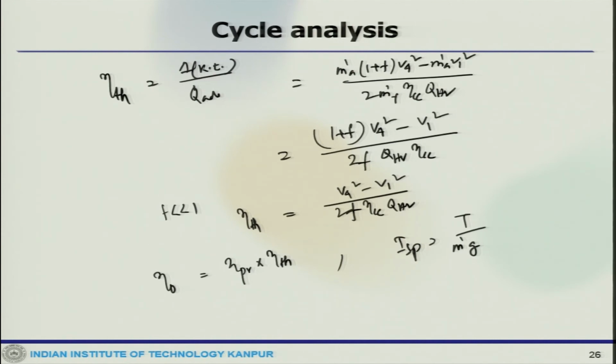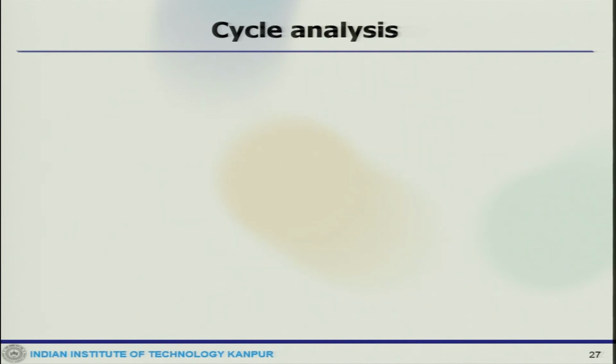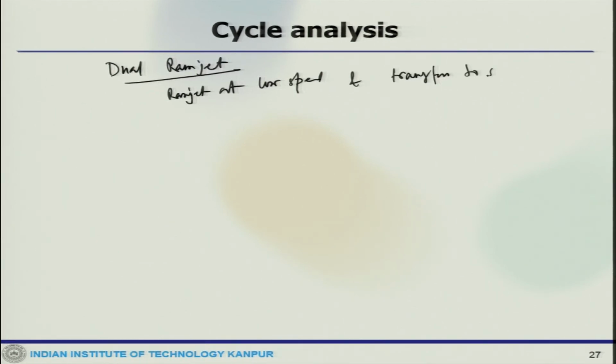So, there could be another one which could be looked at, which is called dual ramjet. This dual ramjet is also a dual mode scramjet, where the ramjet works at low speed and transforms to scramjet at high speeds. Okay. So, that is why it is called dual mode.